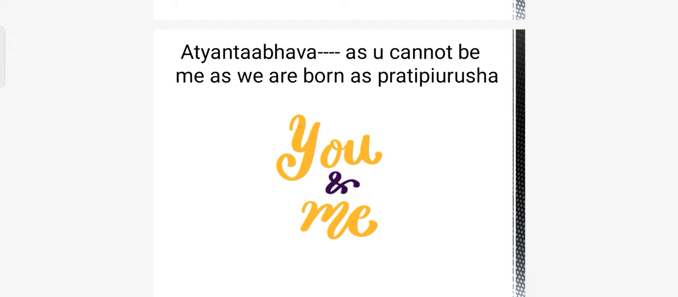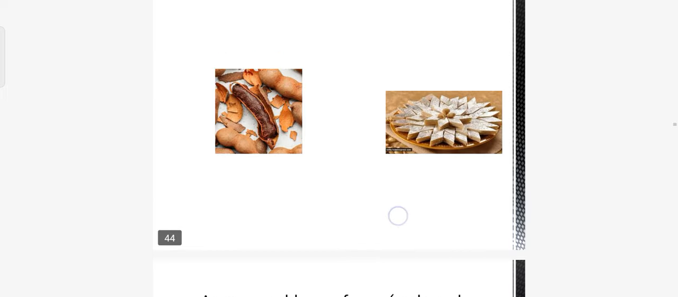That is what we have been saying with the help of the Pratipurusha Siddhanta. Prati Purusha, prati individual Purusha, person. So everybody is separate. They are unique. That is nothing but the Atyanta Bhava. You cannot expect me to be you, or you to be me. Okay. So moving on to the next one.